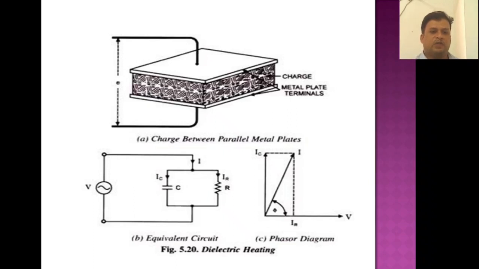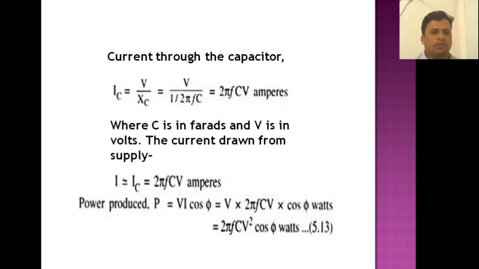So the phasor diagram is also drawn for the dielectric heating. So these three diagrams represent the parallel metal plates with the charge, the second represents the equivalent circuit, and the third represents the phasor diagram. Now we will calculate the current to the capacitor.